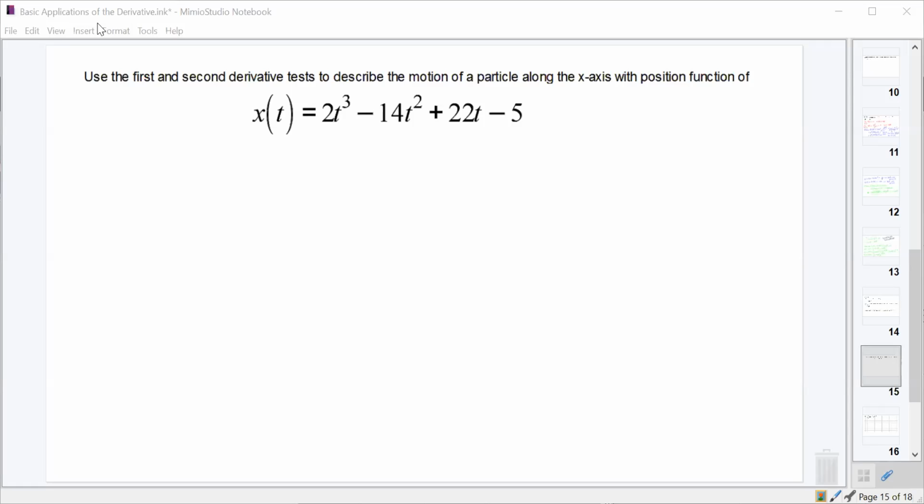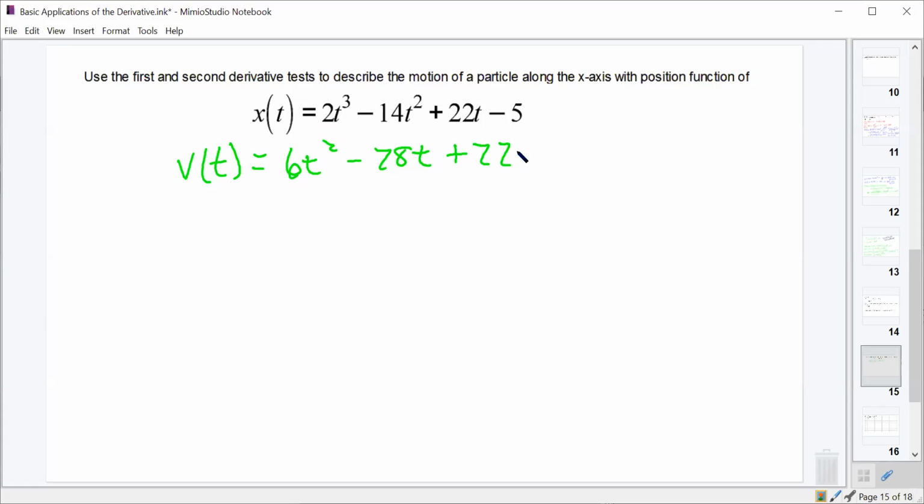All right, let's talk about this. So first off, we're given a position function. If we're trying to describe the motion, we're going to need a velocity function and an acceleration function. So start with the velocity function. Take your derivative of your position function. So we got 6t squared minus 28t plus 22.